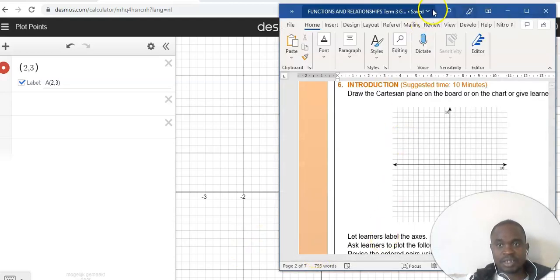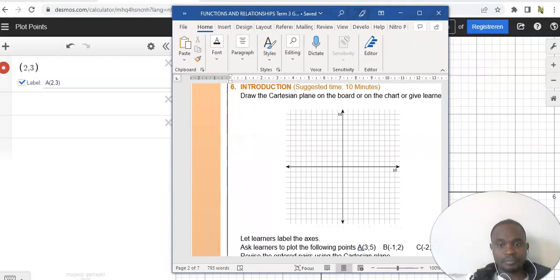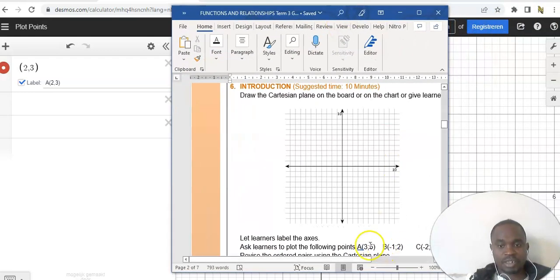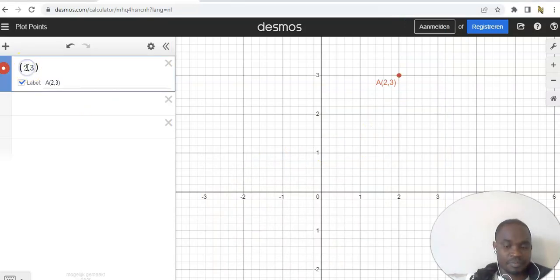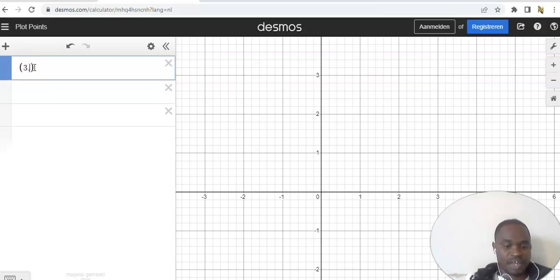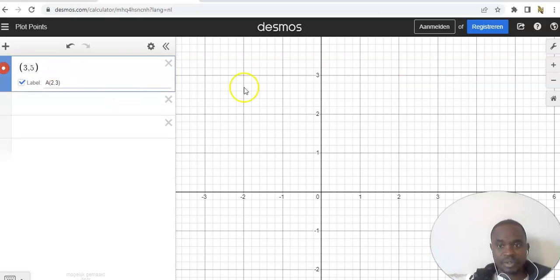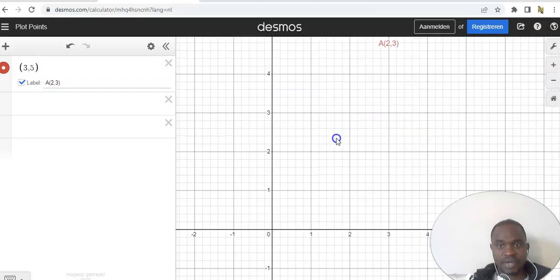Let's plot this one: (3, 5). Let's see how we are going to plot (3, 5). Let me just put 3 here, and let me put 5 here. Now (3, 5), see where it's going to be.